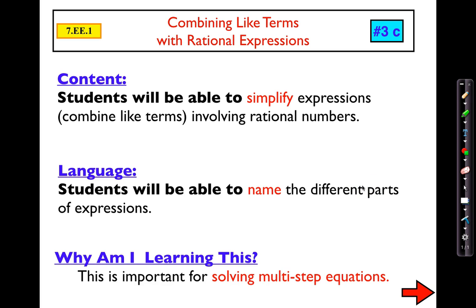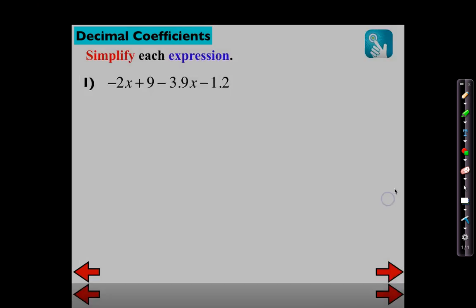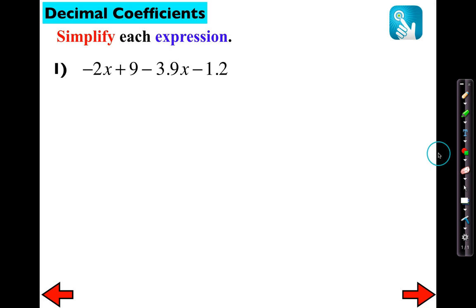Why am I learning this? Well, it's important for solving multi-step equations for 7th grade as well as 8th grade. So, let's go ahead and jump straight into our very first example.